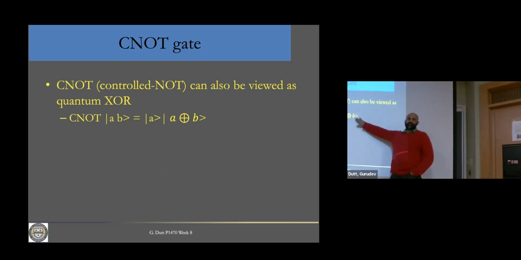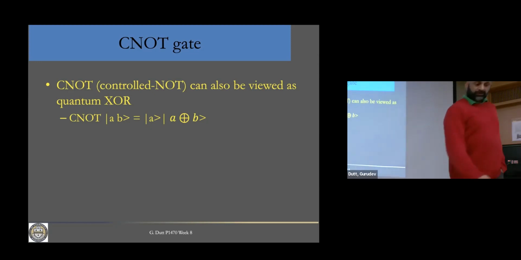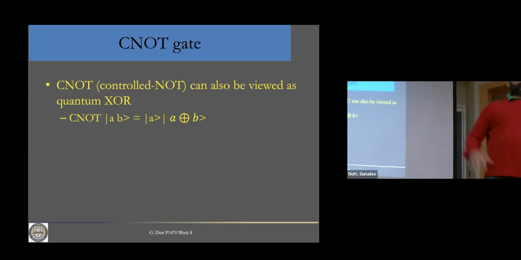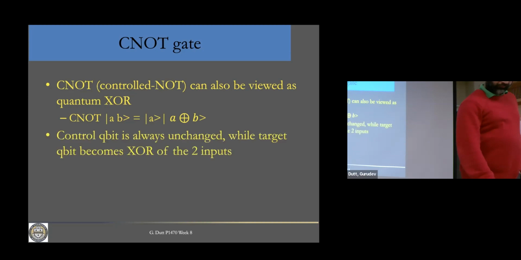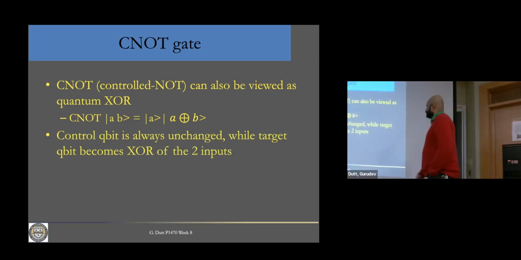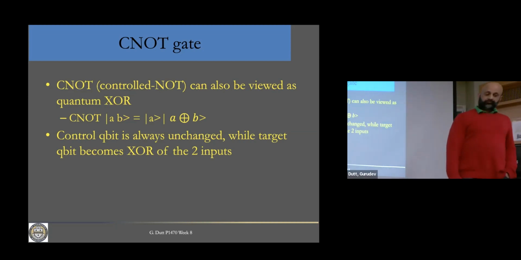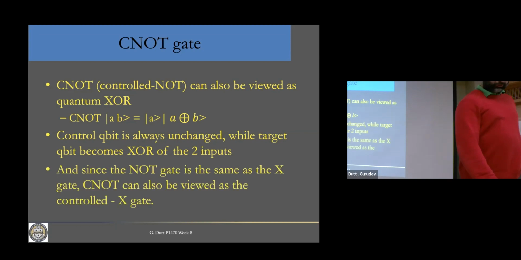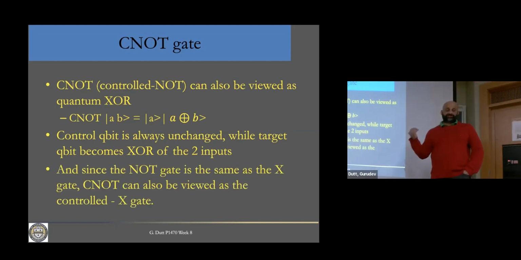Everybody okay with this? Why this is A XOR B, or A plus B in modulo 2? That's the symbol, if you remember, for modulo 2 addition, and also XOR. So that's just what I was trying to say. The control qubit is always unchanged. The target qubit is the XOR of the two. So it depends on the state of the first one. The output on the second one isn't independent of the first one, the left one.